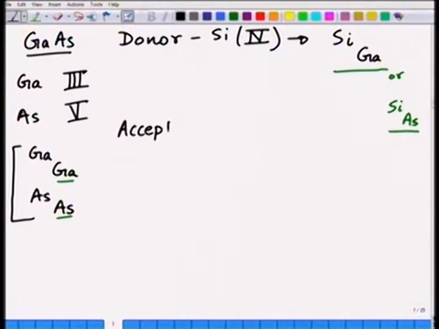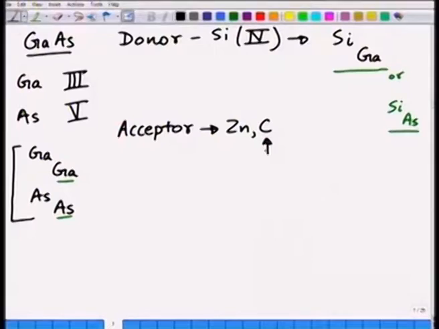Similarly, acceptors in gallium arsenide, let me give some examples, could be zinc, for example, or carbon. Carbon is an acceptor which is normally present anyway in gallium arsenide. When you make gallium arsenide, it behaves like an acceptor. Remember, this is also a group 4 element, carbon, which means it has a preference to go on the arsenic site. That is why it behaves like an acceptor. Zinc, on the other hand, is a group 2 element, and hence clearly it can behave like an acceptor.